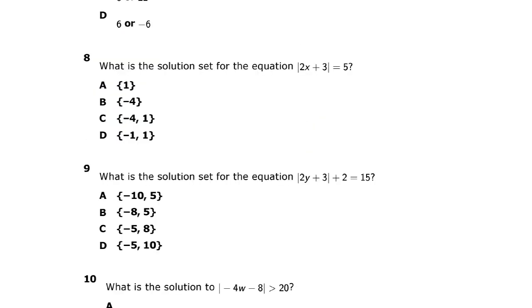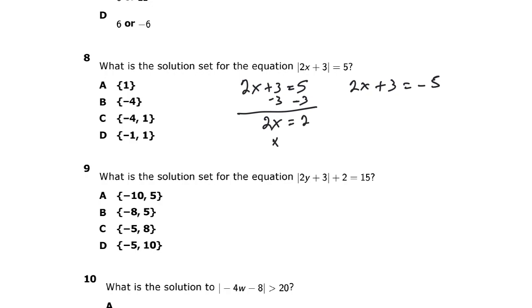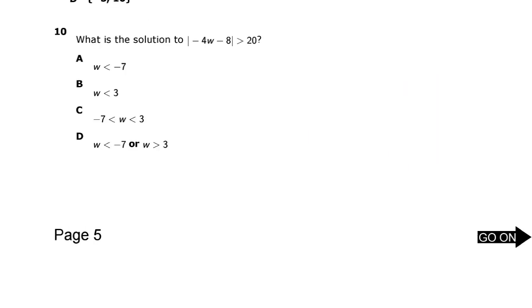I'm going to go ahead and do number 8. It says, what is the solution for the absolute value of 2x plus 3 equals 5? So remember that you have two answers here. It's 2x plus 3 equals 5. And we also have 2x plus 3 equals -5. You subtract 3 from both sides. So 2x equals 5 minus 3, which is 2. So x equals 1. The next one is to subtract 3 from both sides. You have 2x equals -8. Divide by 2, so x is equal to -4.